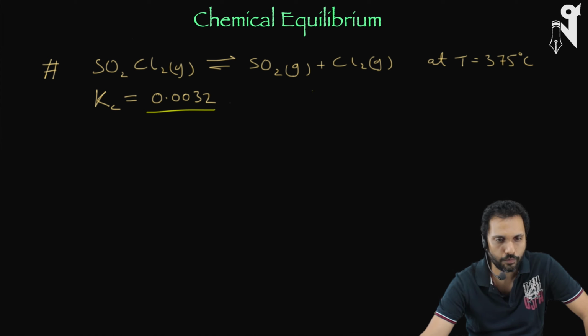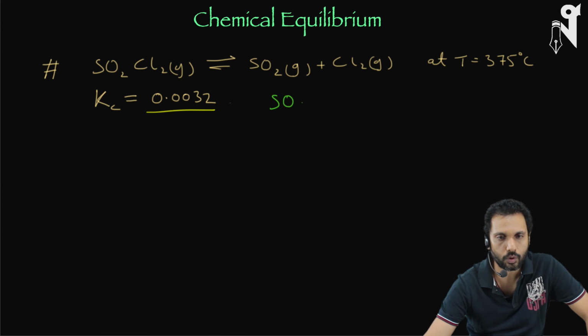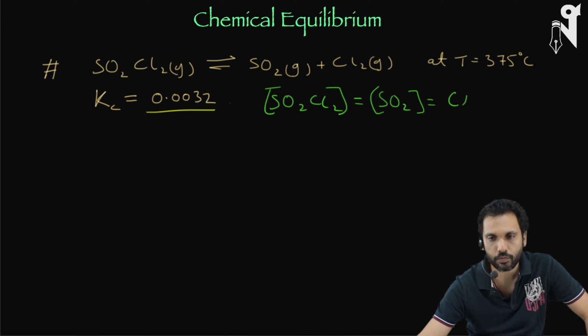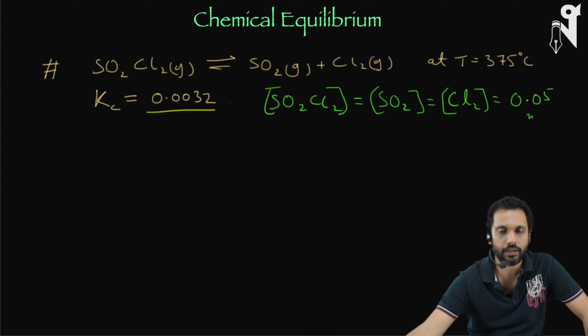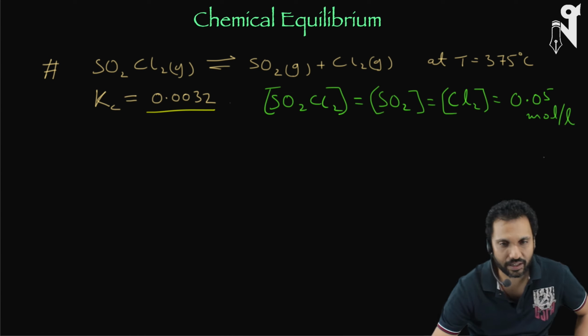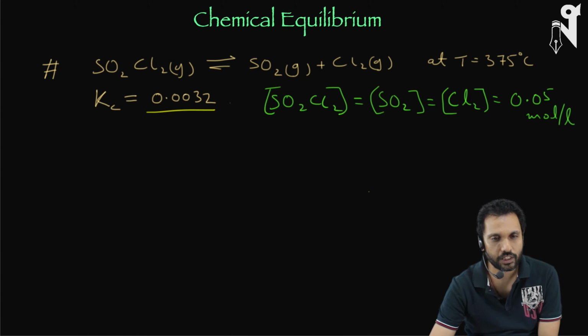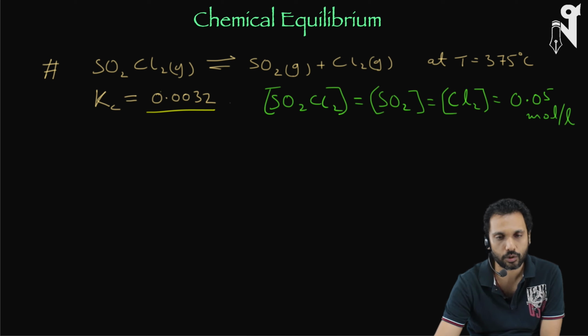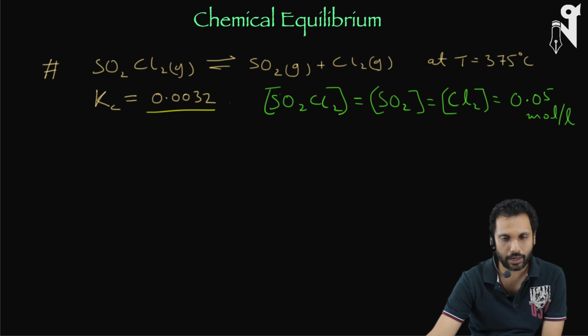Now what they are saying is, if at a certain time all the ingredients have the same concentration, which is 0.05 moles per liter, that means the SO2Cl2 concentration is equal to the SO2 concentration is equal to the Cl2 concentration, which is 0.05 moles per liter. Then you have to comment which of these species is going to increase in concentration and which one is going to decrease in concentration. So pause the video and do it fast.